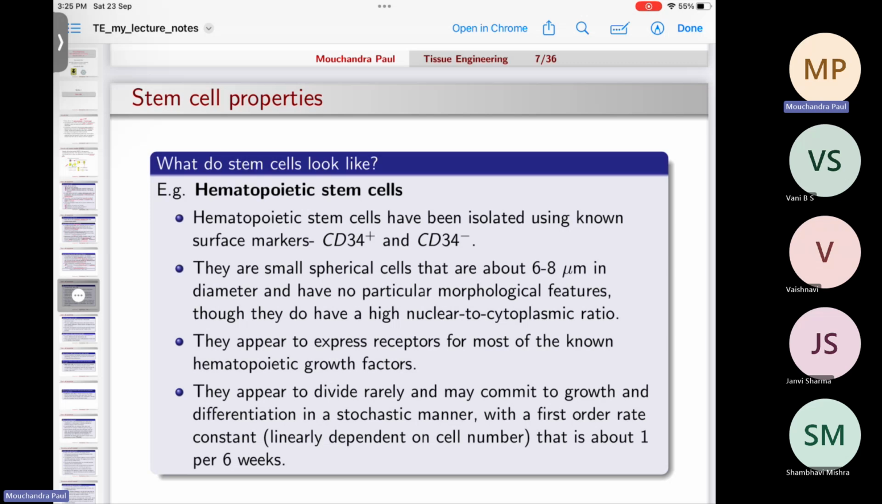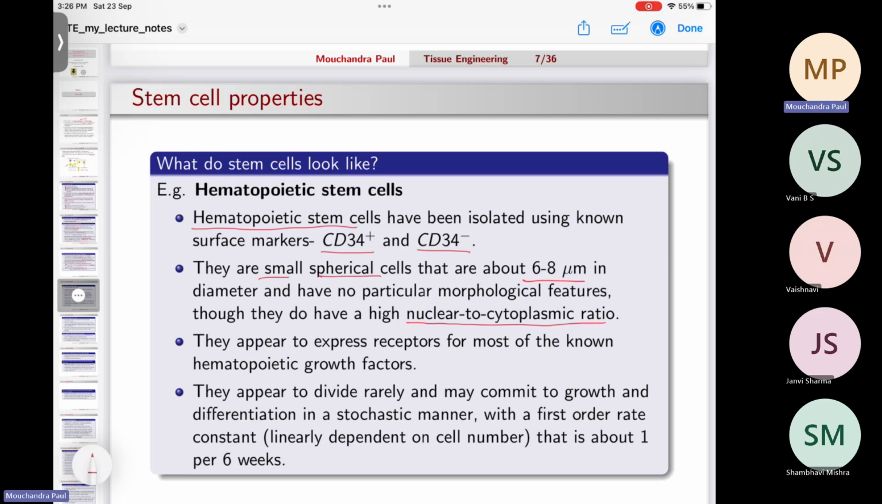Now when people isolated these stem cells, they identified them using the cell surface markers CD34 plus and CD34 minus. All right, and these stem cells are small and spherical looking, and their diameters are also smaller, around 6 to 8 micrometers, and have no particular morphological features, meaning you cannot see some kind of pseudopodia etc., though they do have a high nuclear to cytoplasmic ratio.